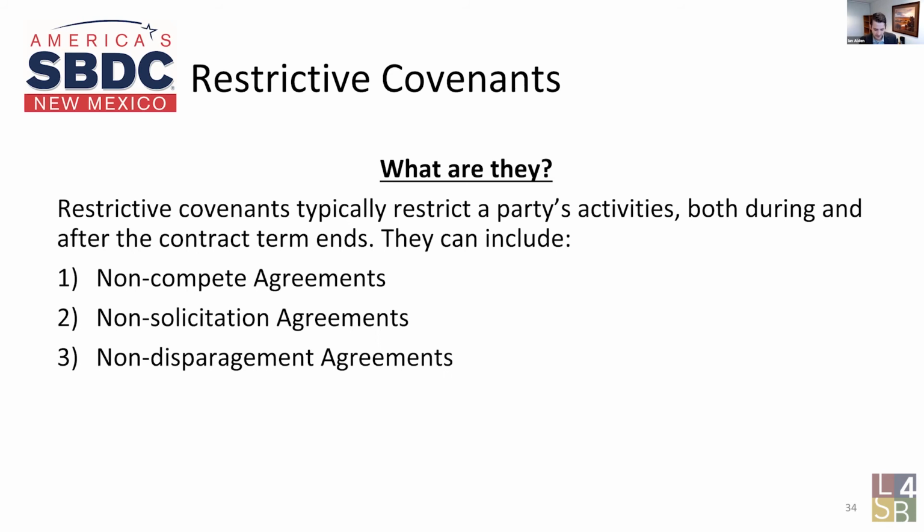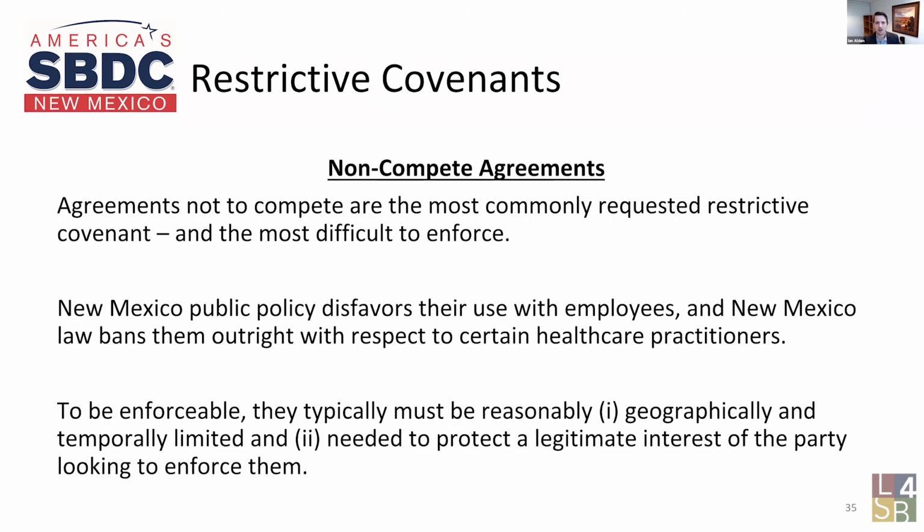Non-disparagement clauses, they're interesting because, I'll talk about them later, but I try not to think of them the same way as non-competes and non-solicitations. Non-competes, for example, these are the most commonly requested restrictive covenant and the most difficult to enforce. New Mexico public policy disfavors their use with employees. New Mexico law bans them outright with respect to certain healthcare practitioners. And as a cherry on top, the Biden administration announced 2 weeks ago in an executive order that they are strongly encouraging, I think it's Department of Labor maybe, and they're really pursuing it. They're trying to ban non-competes in most cases for employees.